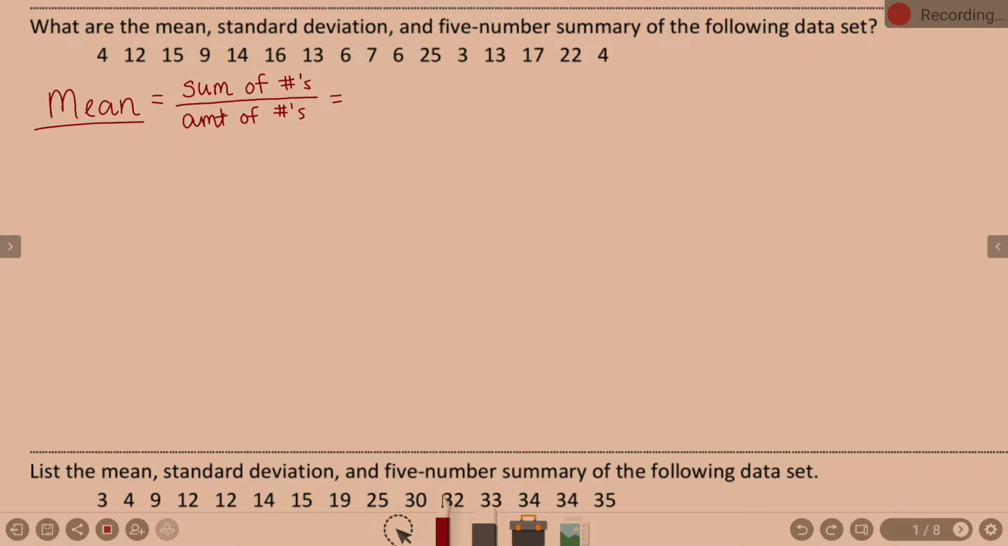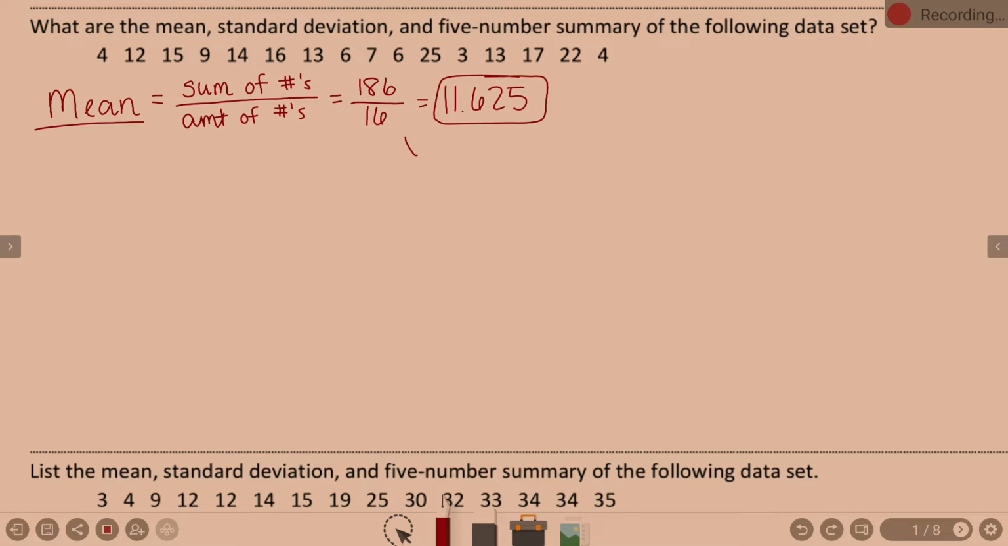1, 2, 3. Okay. What do these numbers add up to be? 186. What are we dividing by, Cam? 16. Why 16? Because there are 16 numbers. What is 186 divided by 16, Dane? 11.625.